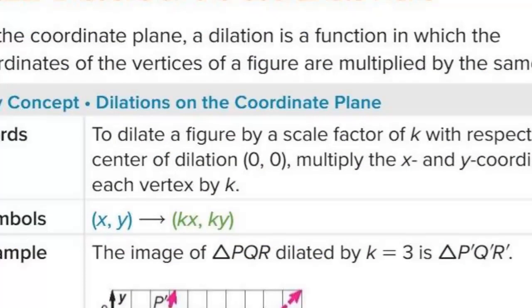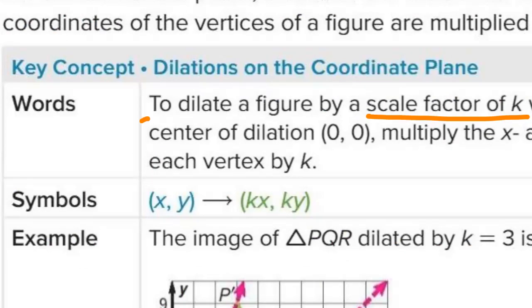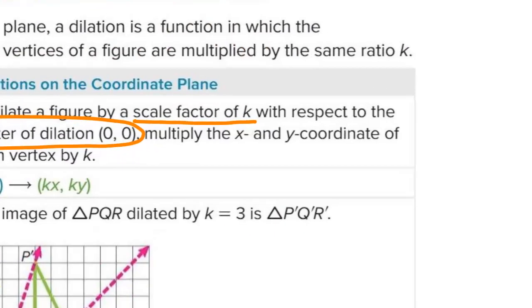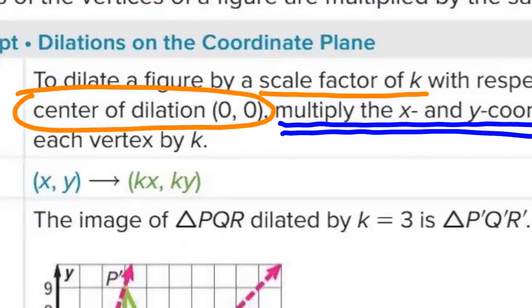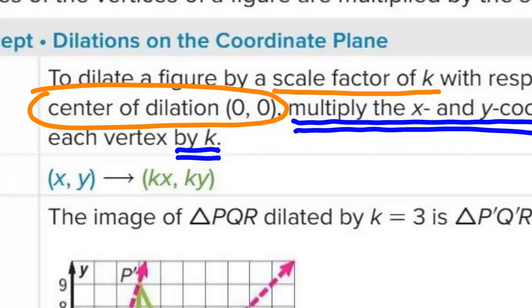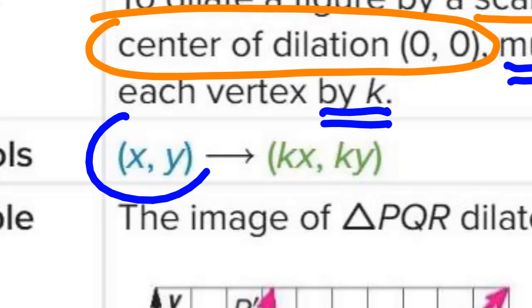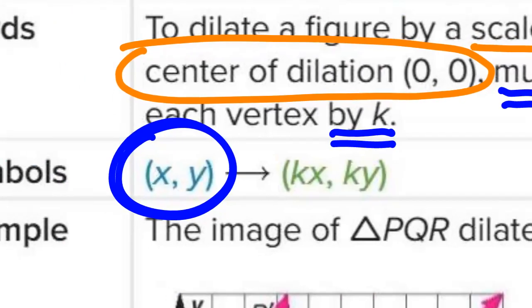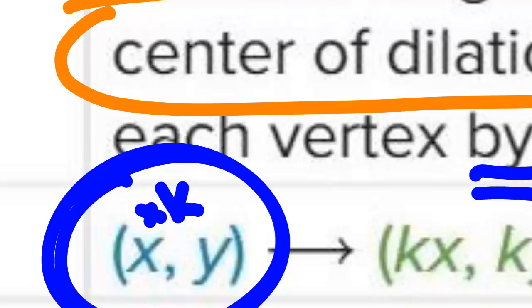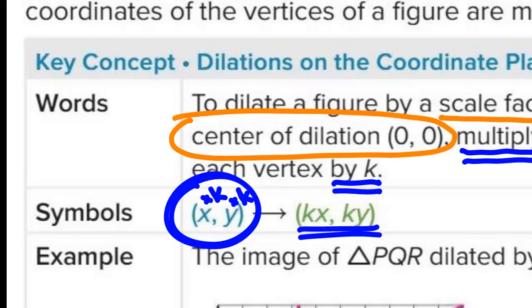To dilate a figure by a scale factor of k with respect to the center of dilation, which on an xy plane is always going to be 0, 0 for my center of dilation, we are going to multiply the x and the y coordinates by k. So if I have my original xy pair, I'm going to take the x part and times it by k. I'm going to take the y part and times it by k. That's what this says right here. Take the original x, multiply it by k. Take the original y, multiply it by k.